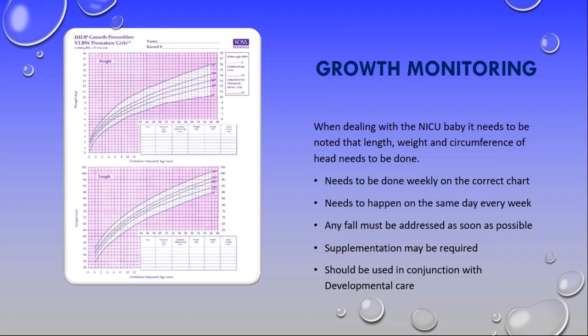When we are in intensive care, it should be done weekly on the correct chart. And this discussion must happen between the pediatricians, the dietitians, and the people working in the ward. It needs to actually happen on the same day every week. Any fall must be addressed as soon as possible. Yes, babies grow brain sparingly, meaning that the heads often grow, but the bodies slow down. But we have to track it and act as soon as possible. Supplementation for these babies becomes absolutely essential.